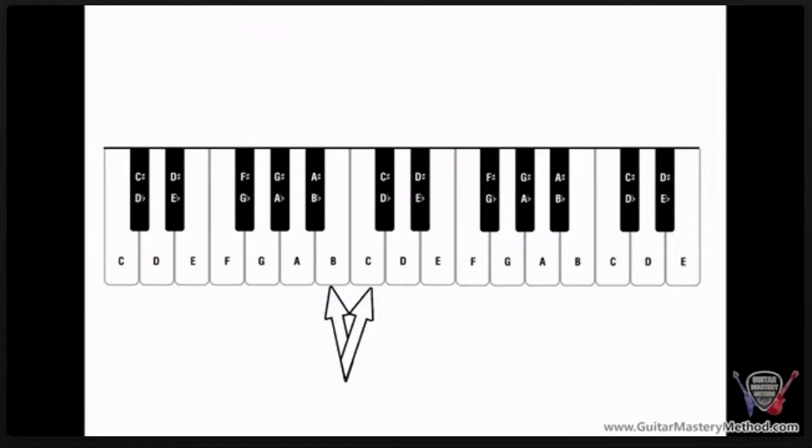So notice how there is no black key between B and C and E and F. This means that there are no sharps and flats between those notes. So it's really important that you remember that, so I will repeat it. There are no sharps and flats between B and C and E and F.